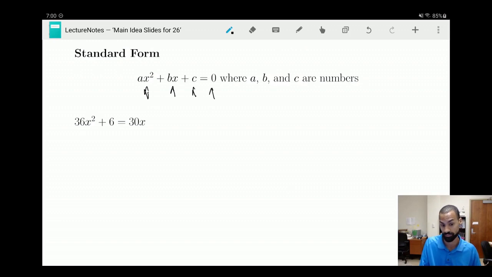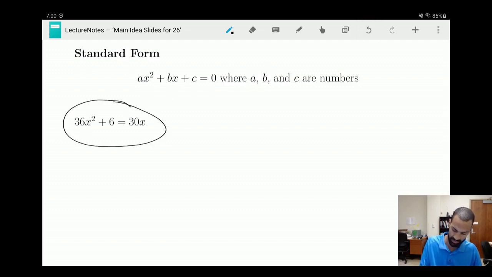That's standard form. You want your quadratics in standard form in order to solve these types of equations, okay? Oh, and also a, b, and c, in case you need to be reminded, those are just numbers, right? Okay, so this 36x squared plus 6 equals 30x, that's not in standard form.